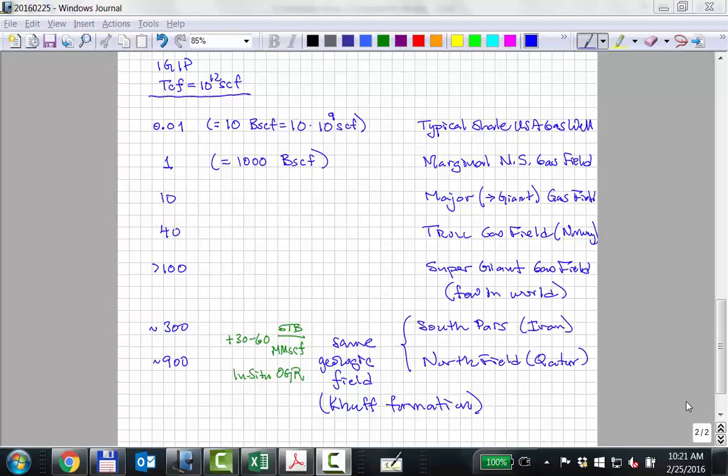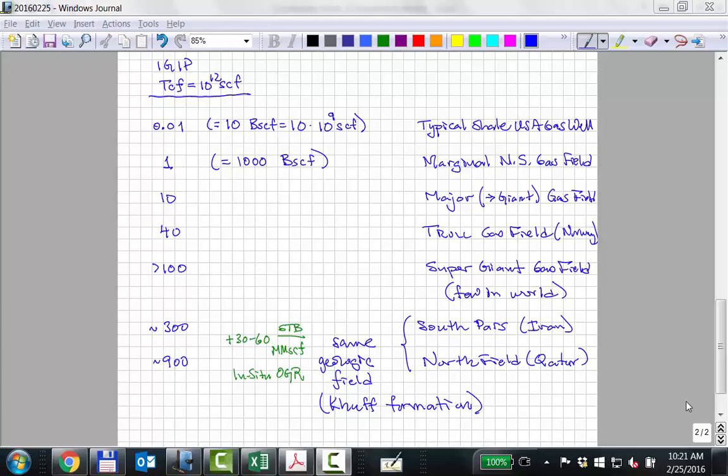Okay, so we'll get started. I just wrote up a summary table of some of the gas concepts. This is a little bit ahead of when we're going to start talking about gas reservoirs in a couple of weeks, but we can reflect on it.